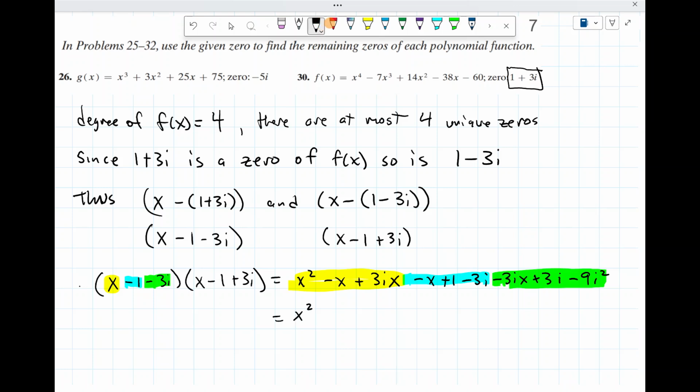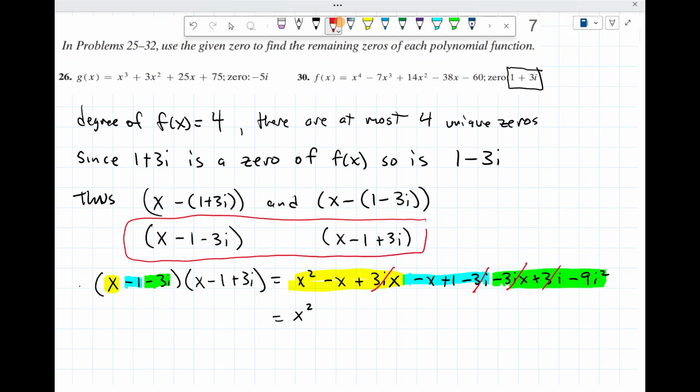Some of these things will cancel out. These are going to cancel out, and these are going to cancel out. And if you are ever multiplying two factors that we got from zeros that are conjugates of each other, all of your i's should cancel out. If they do not cancel out, that means you made a mistake somewhere.